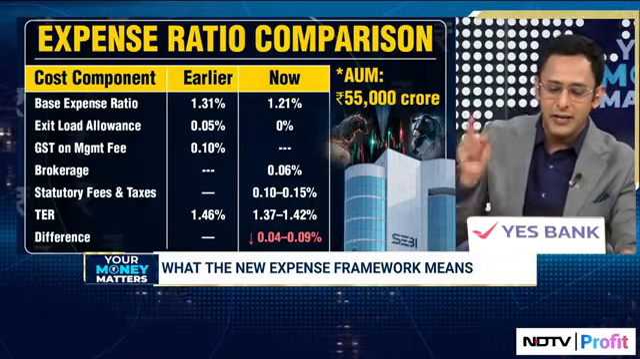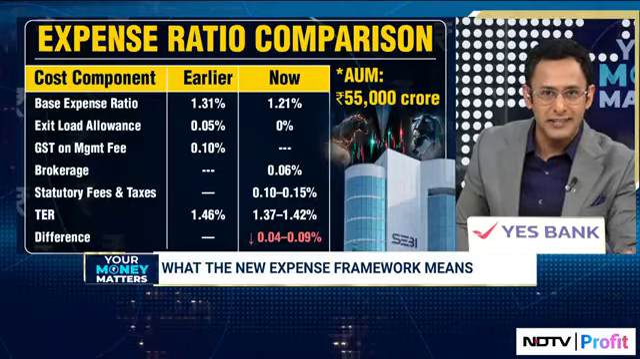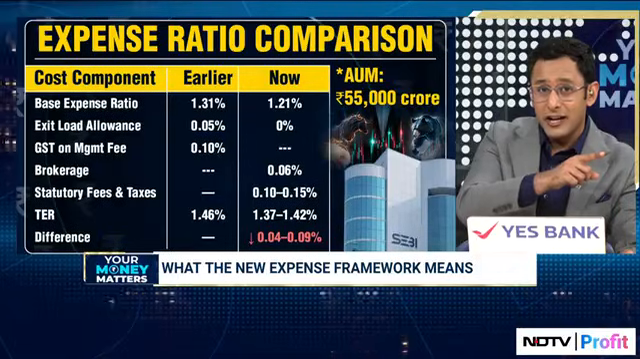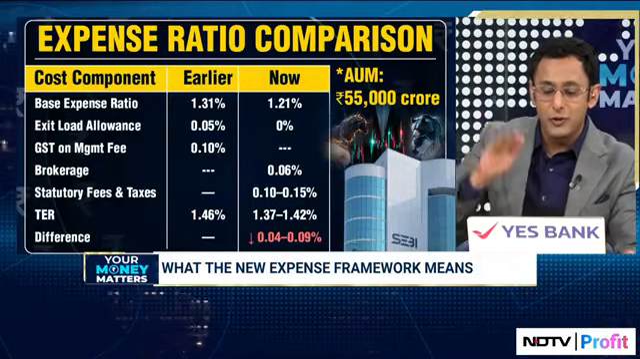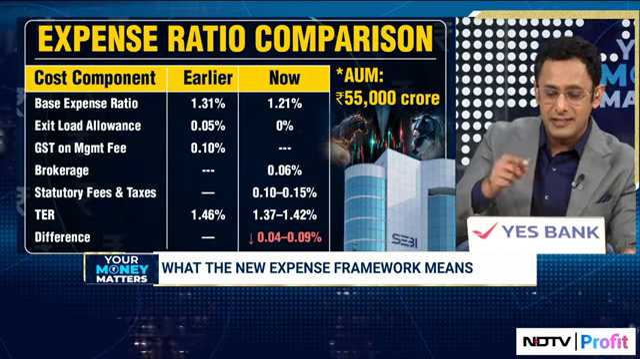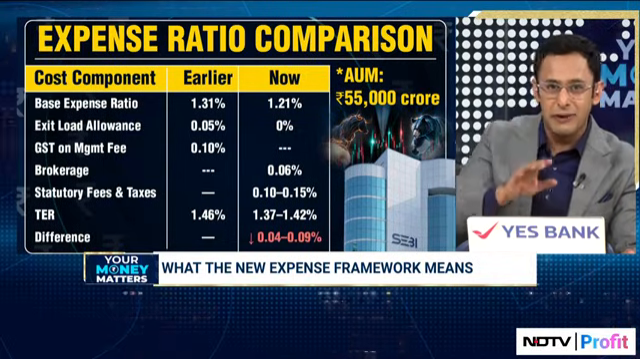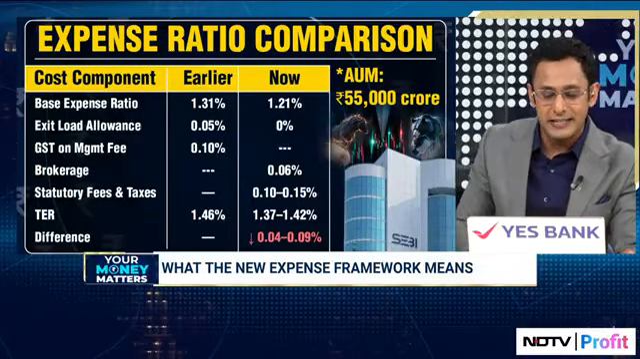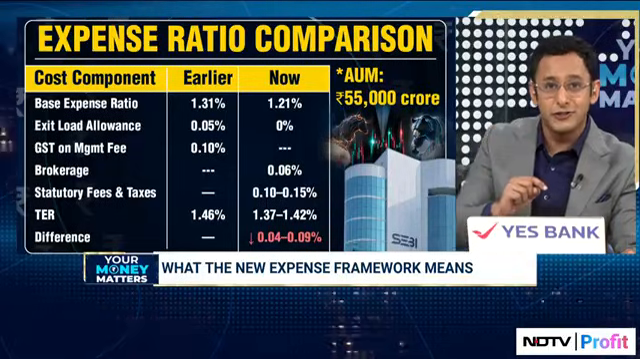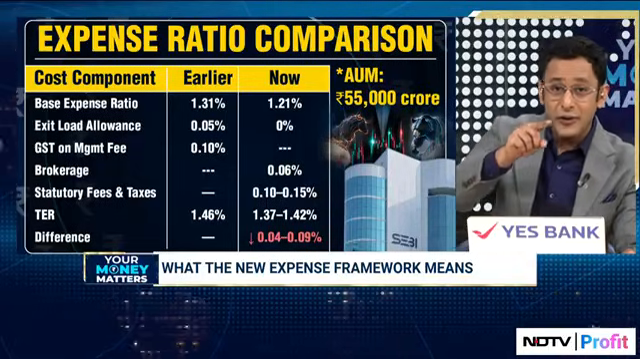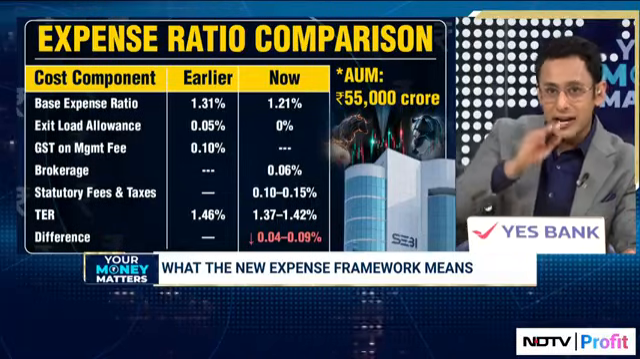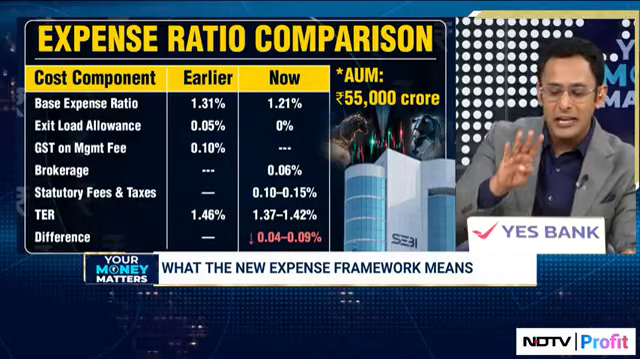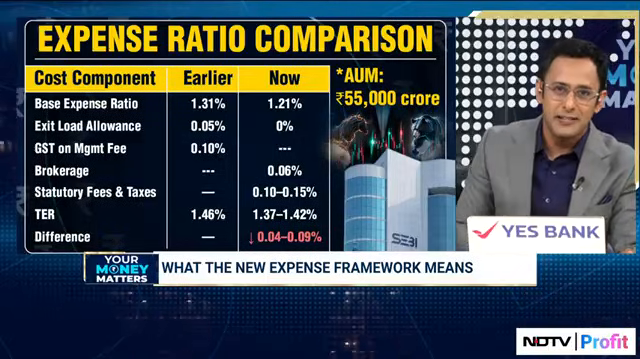So in this example, earlier the expense ratio was 1.31%. It now becomes 1.21%. The exit load allowance that was allowed earlier, at 5 basis points, goes away. GST on management fees, and here we're assuming that management fees is about 55 basis points, that would be 10 basis points, but that shifts to your statutory fees and taxes, and everything else also shifts to that, all your GST, etc., and your STT. And finally, your brokerage has been capped at 6 basis points. So ultimately, the difference between the two can range anywhere between 4 basis points and 9 basis points.